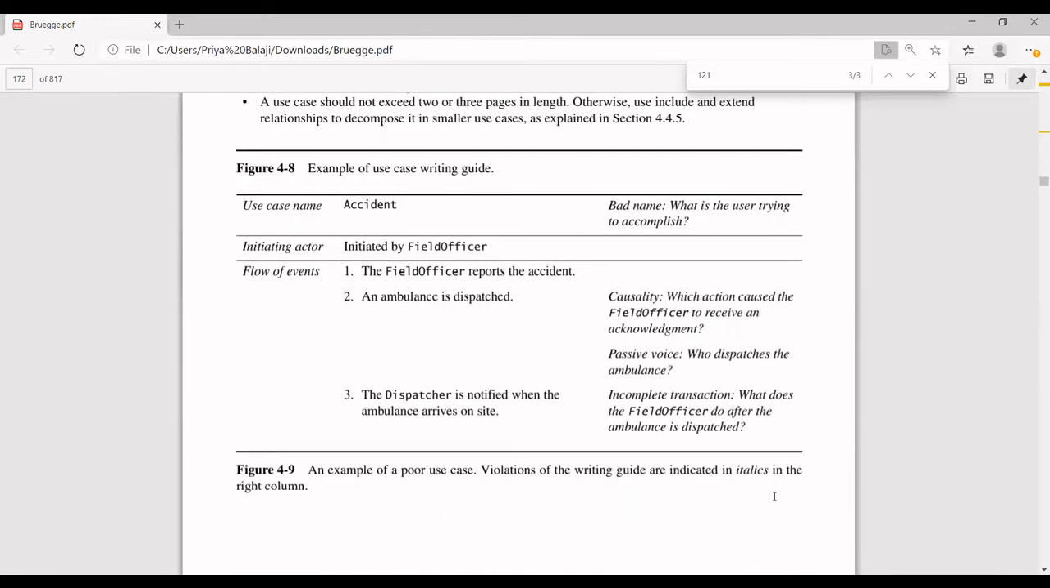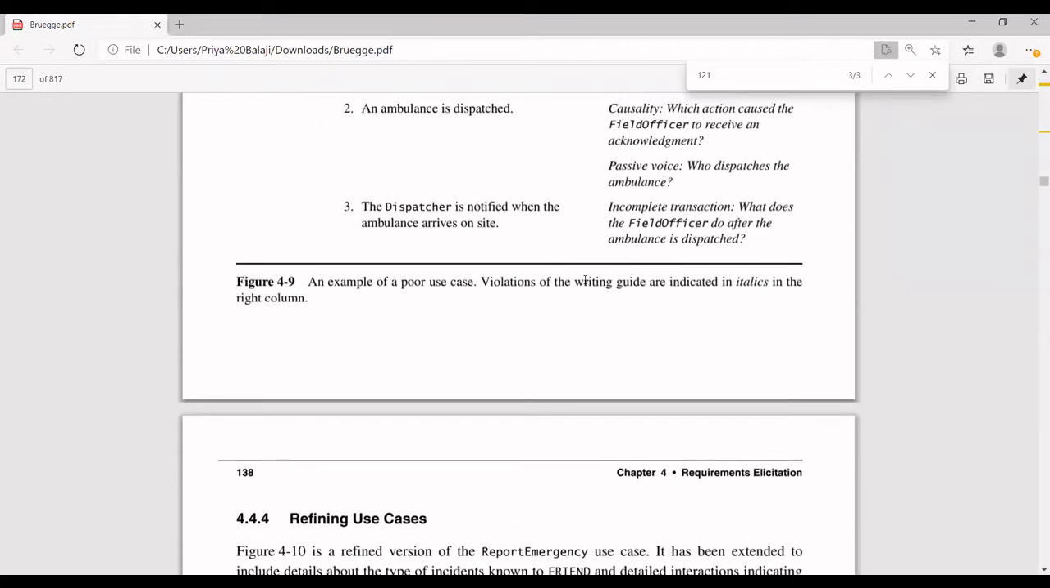This example they have given is a poor use case. Poor use case means here they have given the flow of events as: the field officer reports the accident. Okay, what type of accident is it? Don't know. Ambulance is dispatched. For what is the ambulance dispatched? Who dispatched the ambulance? So there is no proper flow of events. It is not following the rules of a use case, so it is called a poor use case.